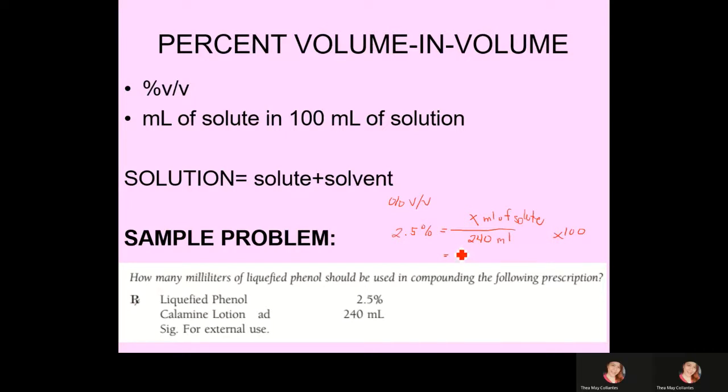Okay, so 240 times 2.5 divided by 100. That would be 6 ml. It means that your 6 ml of liquefied phenol comprises 2.5% of the whole solution. So, the 6 ml is 2.5% of your 240. So, do you get it? We'll proceed.